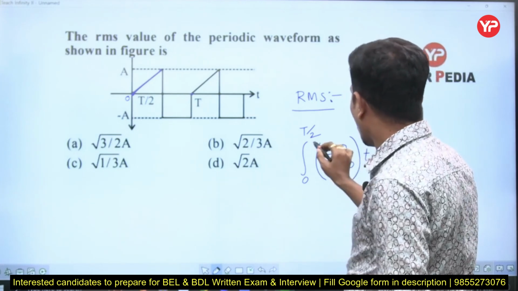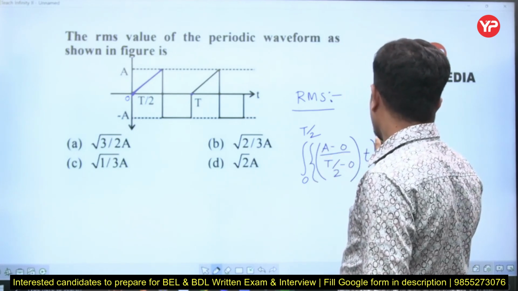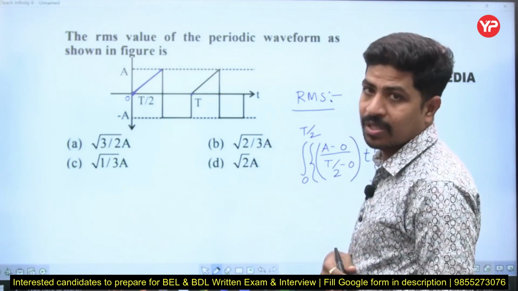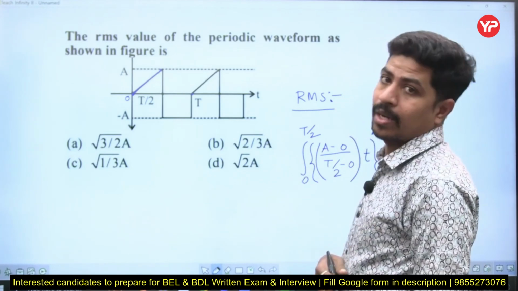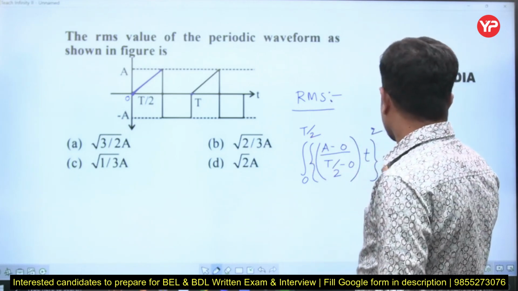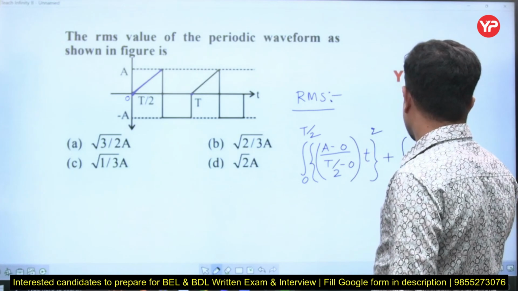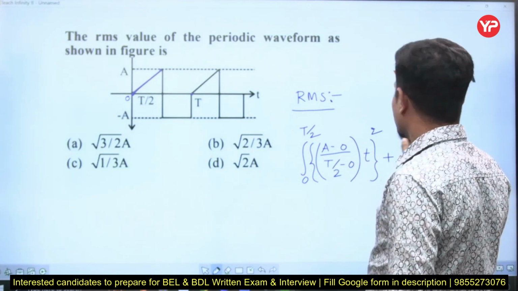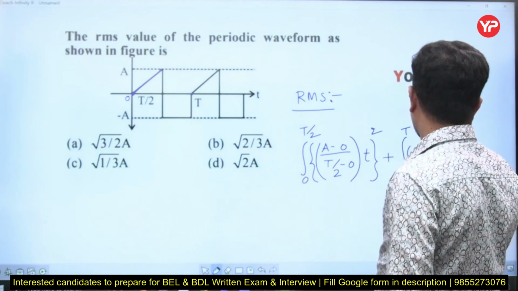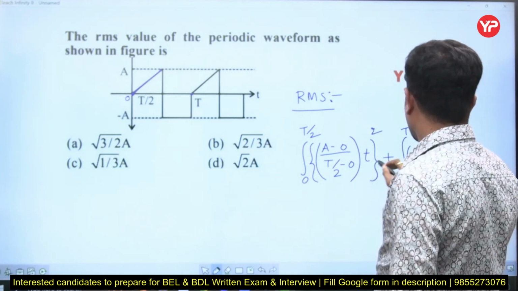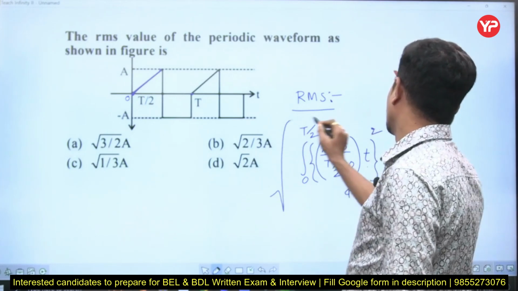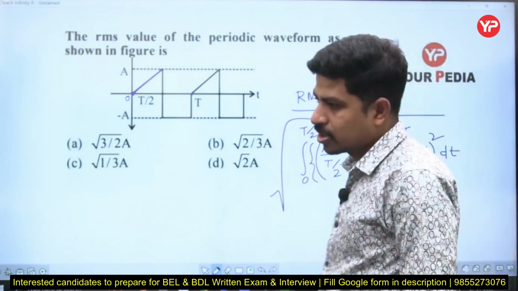To the whole of this you have to square it. Root mean square, what is that? Root mean square means first you have to square the waveform. Now this is split again, T by 2 to T. What is the waveform value? Minus A, whole square dt. Here also dt will be there. To this total we have to put the root, and that is equal to RMS.